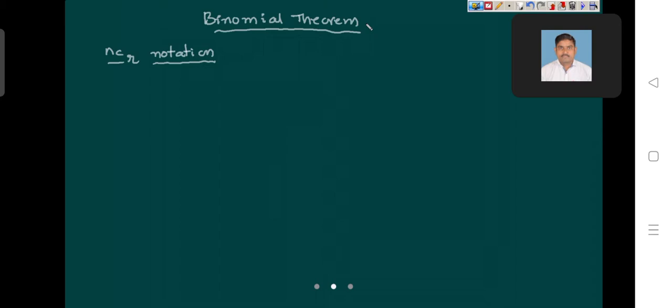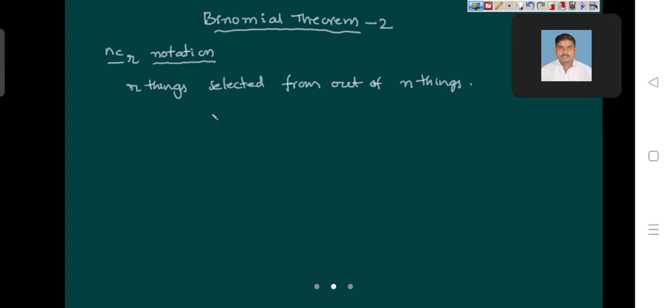Binomial theorem part 2. What is nCr notation? Here nCr means the number of r things selected from out of n things. This is the meaning of the nCr.